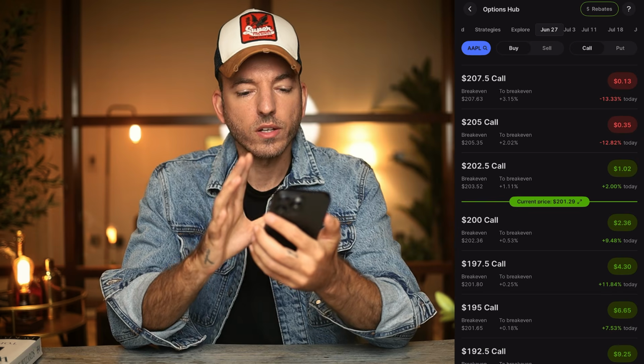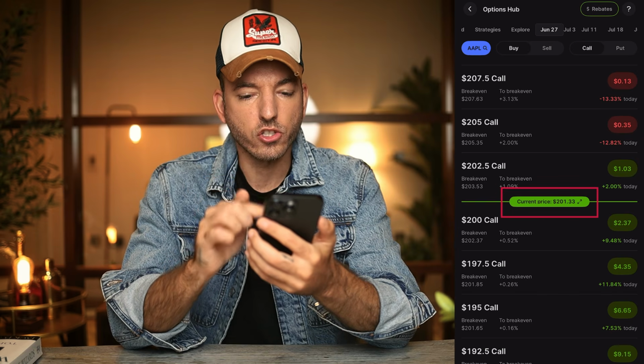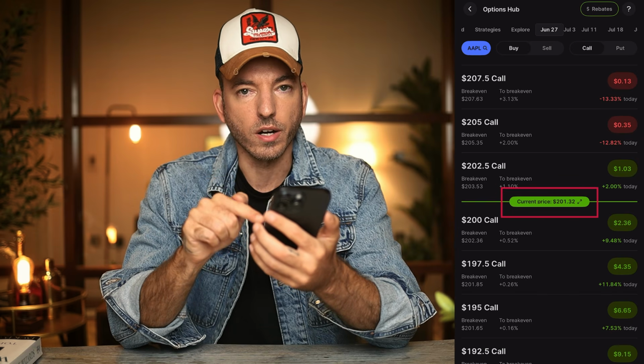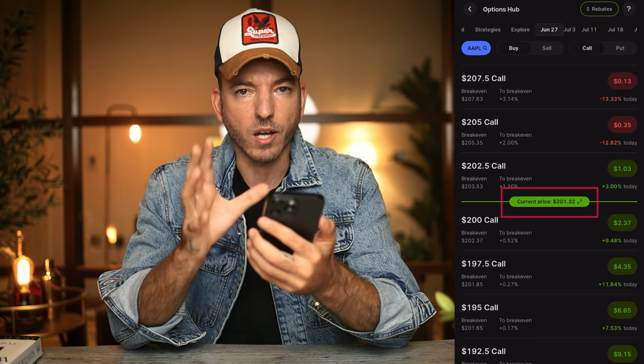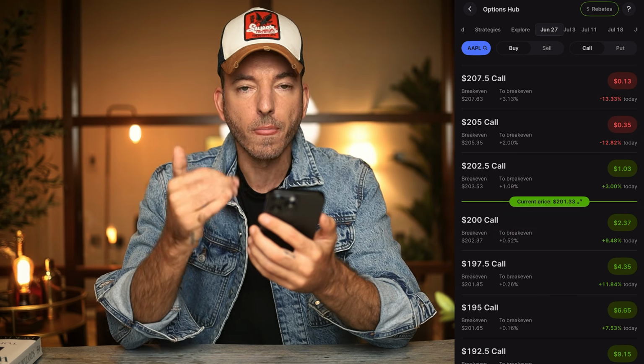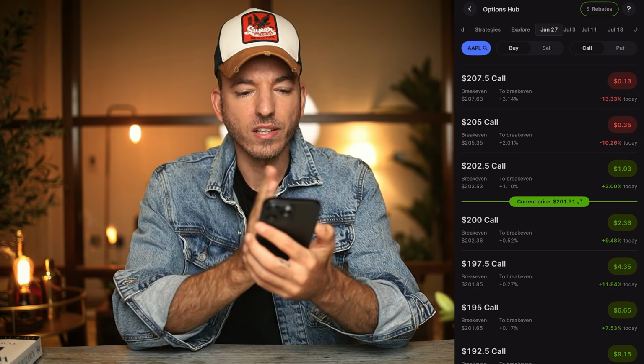All right, so the first thing you want to look at is the current stock price, and it's going to show in the middle over here. So that green bar that separates the screen in two, that is the current stock price. All right, so current price $201.33. Now let's go to the left side of the screen.